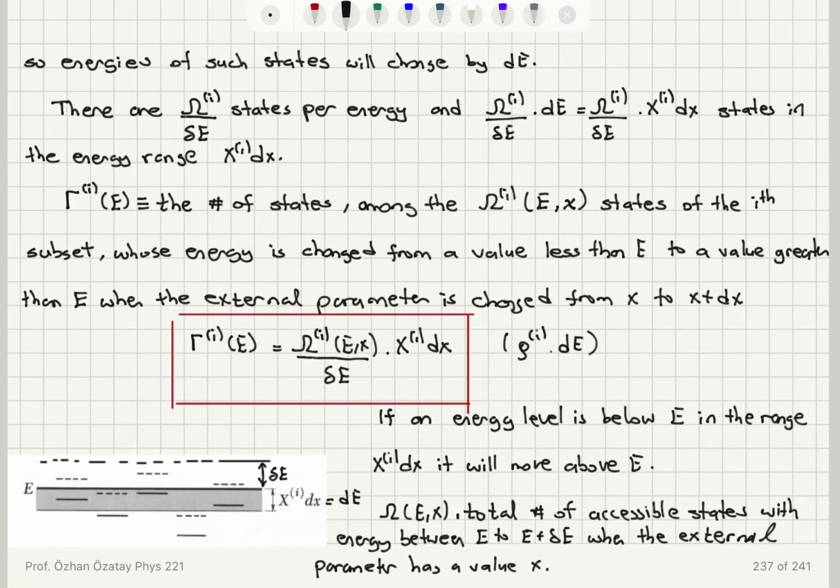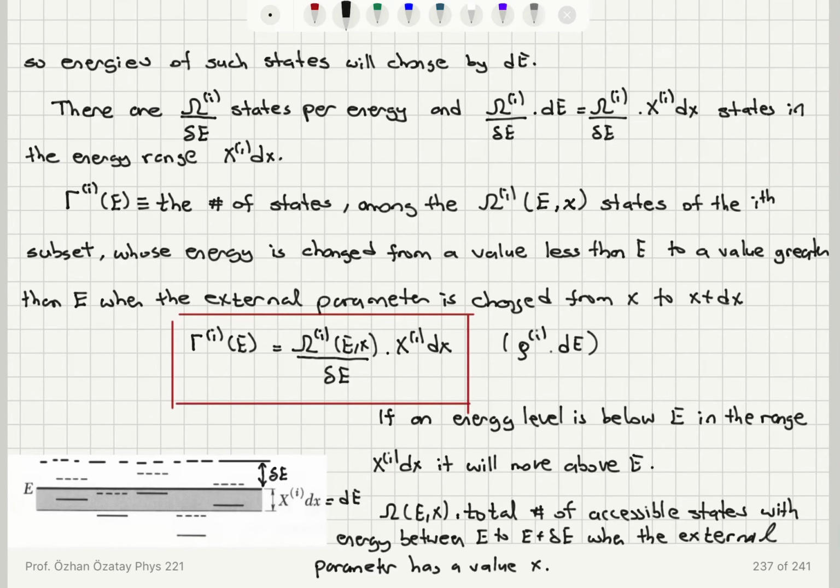So this is basically saying that if you have an energy level that is below E and it is in the range xi dx, because all energy levels will shift by the same amount, it will move above E so that it will be entering my energy range of interest, E to E plus delta E.